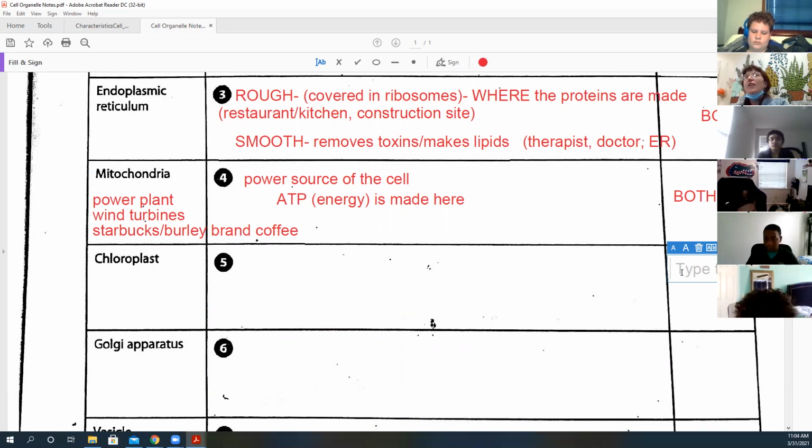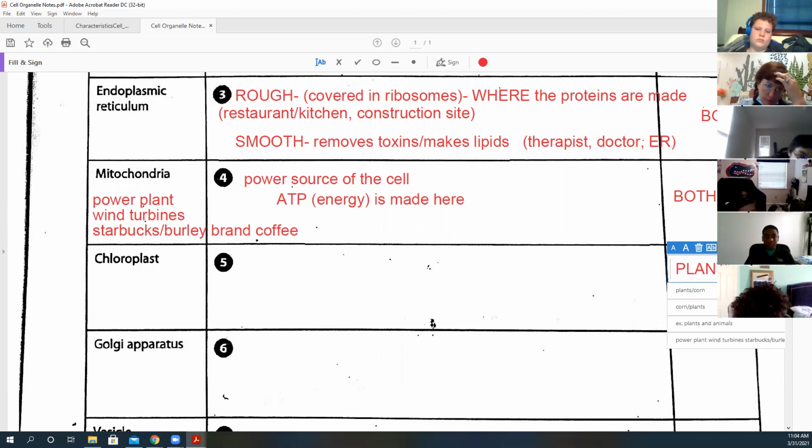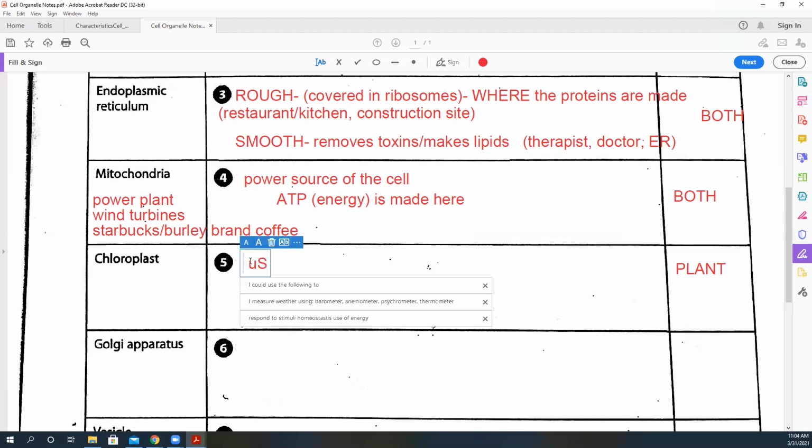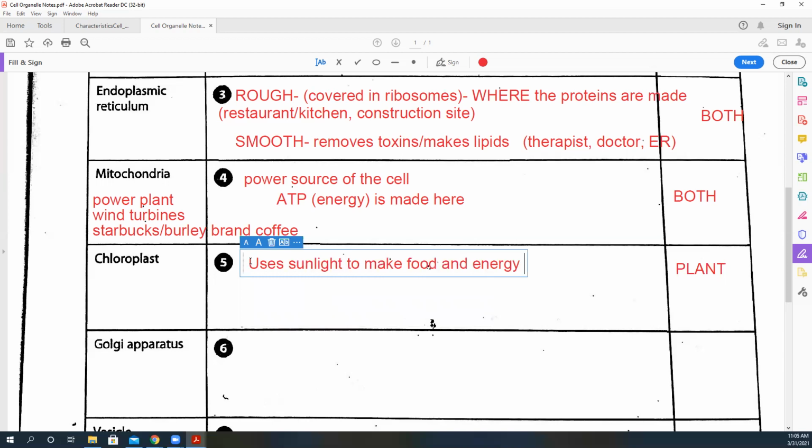Absolutely. Chloroplasts are only in plants. Plants only. What a chloroplast does is it uses sunlight to make food and energy for plants using photosynthesis.